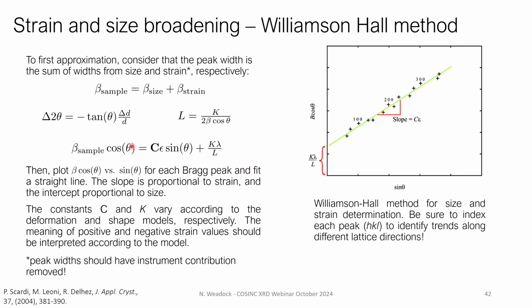By plotting cosine theta versus sine theta in a linear fit, the slope will give you your strain weighted by some constant, and the intercept your size, again weighted by the shape factor. In this analysis, it's important that you remove the contribution from your instrument when looking at the breadths that you plug into this equation.